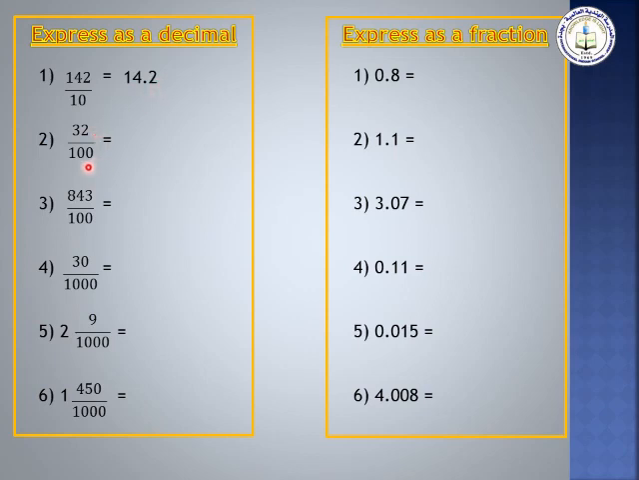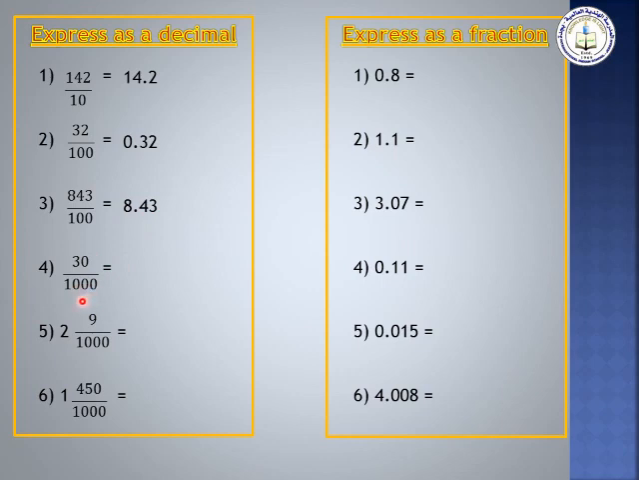Next, 32 divided by 100. 100 means after the decimal point we have to keep two digits. So the answer is 0.32. Next, 843 divided by 100. 100, so after the decimal point we should keep two digits, but here 843 has three digits. So you should keep after the decimal point only 4 and 3. 8 is a whole number here. 8.43 is the answer.